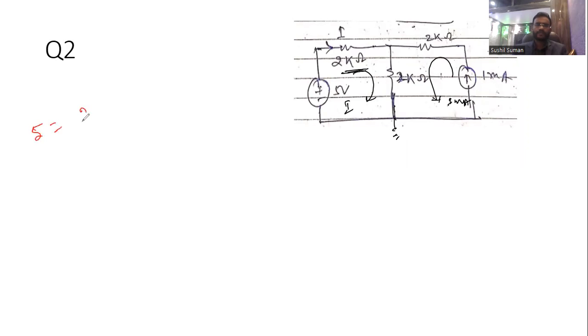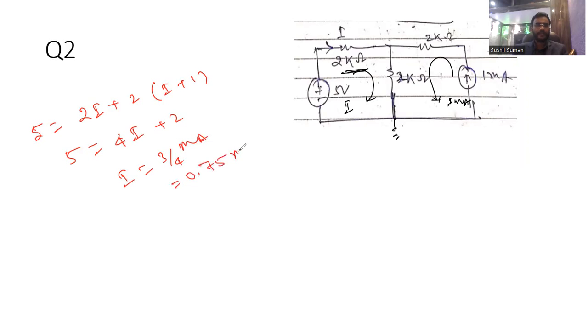5 equals 2 times I plus 2 times I plus 1. Now this becomes 5 equals 4I plus 2, so I becomes 3 by 4 milliampere, and the answer will be 0.75 milliampere. This is a 1 mark question, a very simple question.